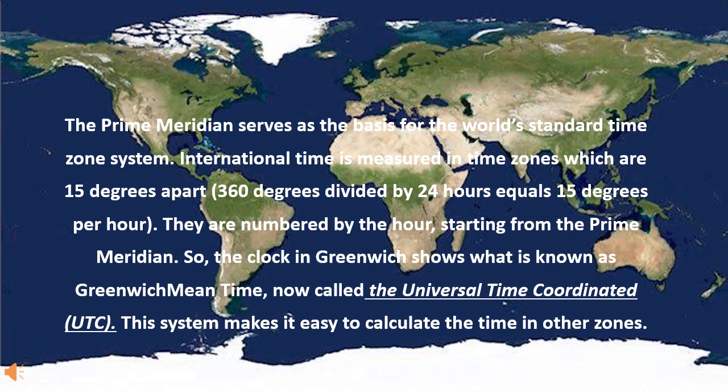International time is measured in time zones which are 15 degrees apart. 360 degrees divided by 24 hours equals 15 degrees per hour. They are numbered by the hour, starting from the prime meridian. So the clock in Greenwich shows what is known as Greenwich Mean Time, now called the Universal Time Coordinated (UTC). This system makes it easy to calculate the time in other zones.